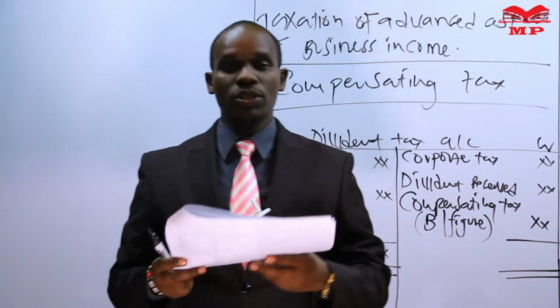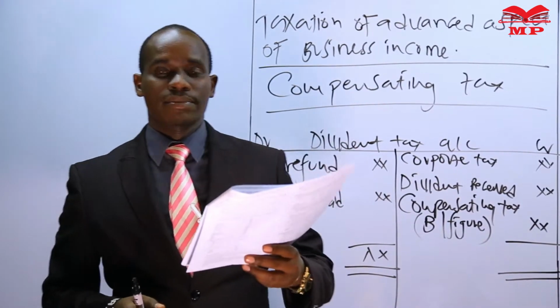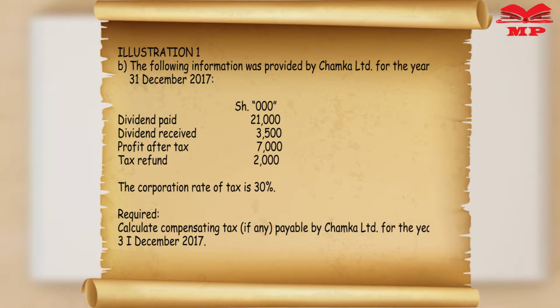The illustration that we are going to cover for this area reads like this. The following information was provided by Chamka Remittance for the year ended 31st December 2017. The dividend that was paid is 21 million. The dividend received is 3.5 million. Profit after tax is 7 million. Tax refund is 3 million. The corporate tax rate is 30%. Required for 4 marks: calculate compensating tax, if any, payable by Chamka Remittance for the year ended 31st December 2017.